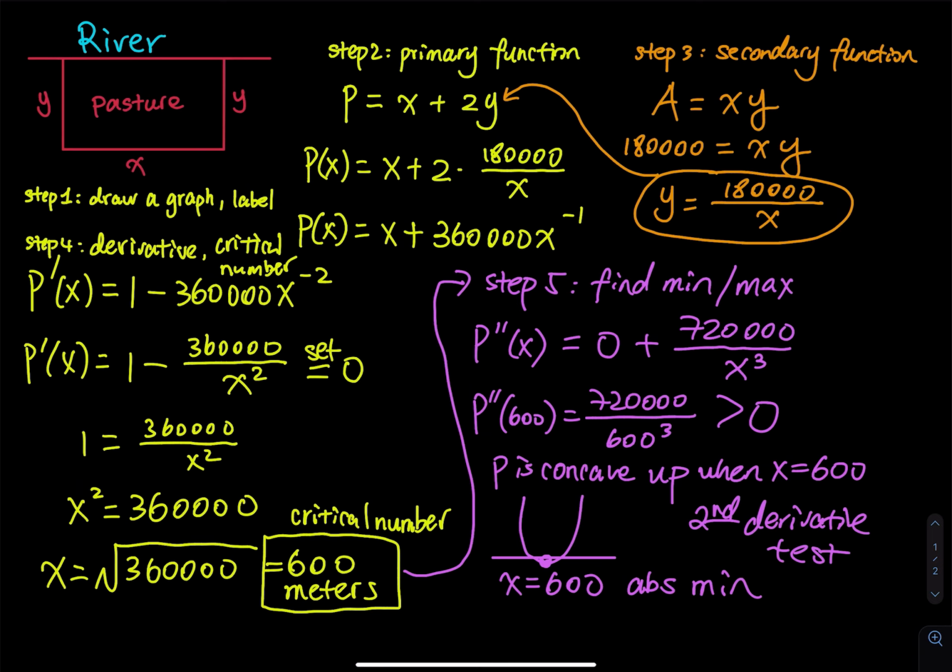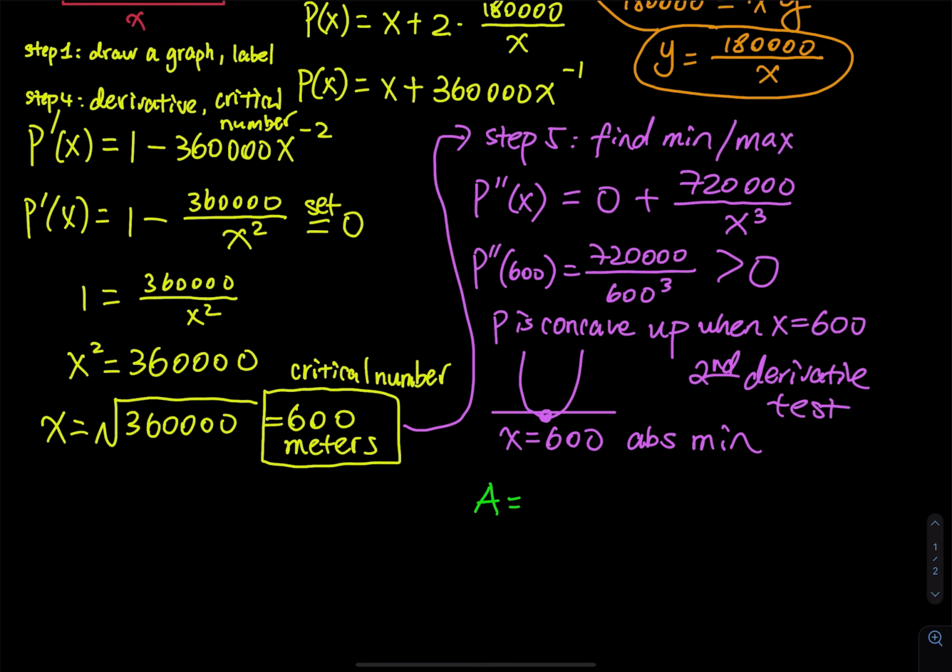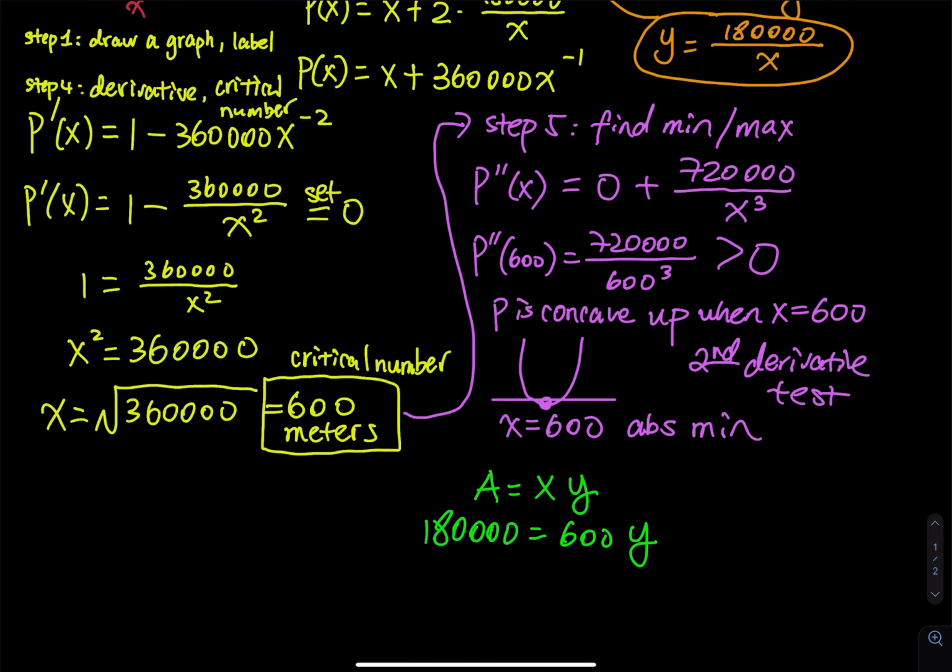And then can you find the y for me? Because we are not done, right? I need the dimension, so I need the y as well. So you have to recall the area function. The area function is A equals x times y. So let's change to a different color. So we have area equals x times y, right? And then this is 180,000 equals x, which is 600, times y. So you take that divided by 600, then y is equal to 300 meters. So 300 meters. Okay, so now the job is done.